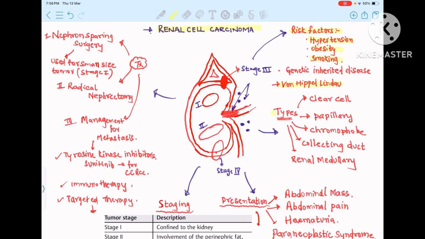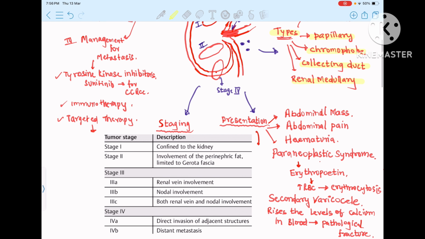Now coming to the types of renal cell carcinoma, these are clear cell, which is the most common type. Then we have papillary carcinoma, chromophobe carcinoma, collecting duct carcinoma, and renal medullary carcinoma. Now coming to the presentation of renal cell carcinoma, they present as abdominal mass, abdominal pain, and macroscopic hematuria. These three occur as a triad.